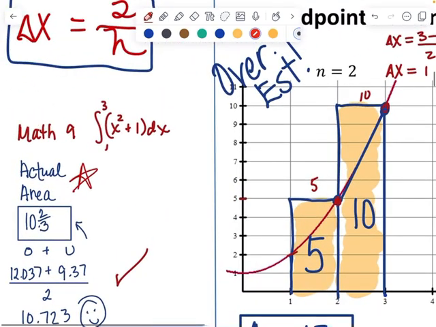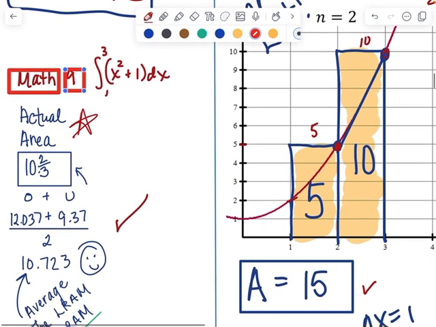Okay, now the actual value you can put into your calculator. You can do a math 9, and then you can put it in with the integral. You put in the 1 to 3 because you're taking the integral from 1 to 3 of x squared plus 1 dx. And enter that and you get 10.6. You should get 10.6.